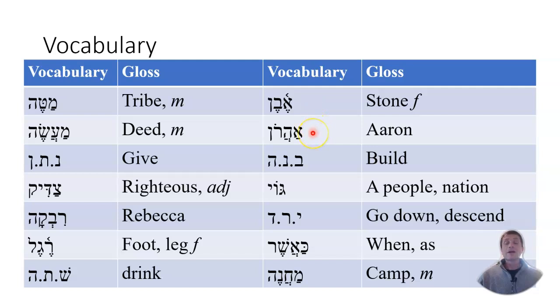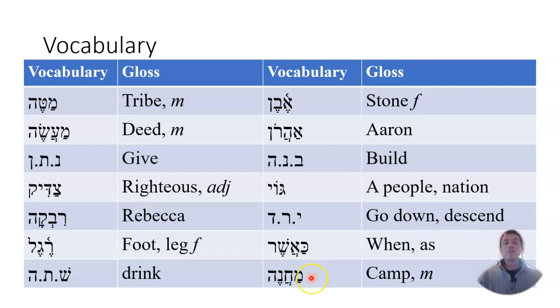There's a personal name here, Aharon or Aaron, the verb bana, which means to build. We have the noun goy, which means a people or a nation. Often it's in the plural, the goyim, like the nations. The verb yarad, which means to go down or descend. The conjunction or relative pronoun ka'asher, which is really the pronoun asher with a kaf preposition, and we would translate that together as when or as. So ka'asher is when or as.